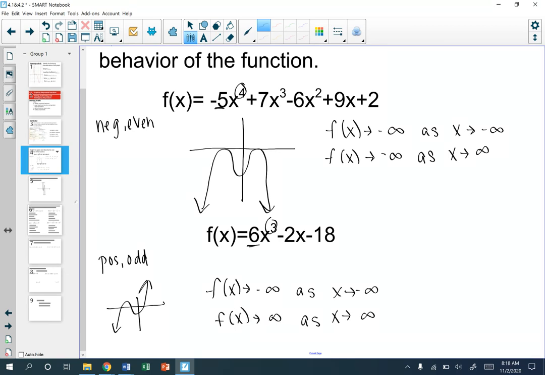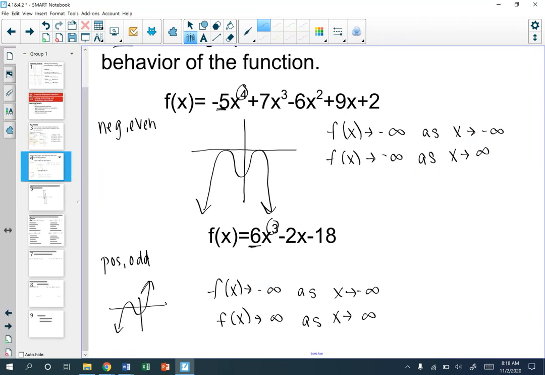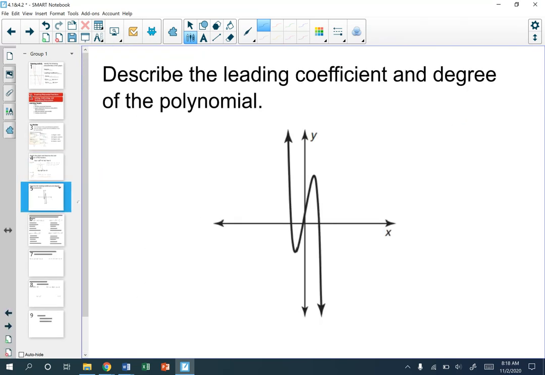All right, that should be a review from our exploration from yesterday. Now we're going to do that given a graph. So describe the leading coefficient. Is it going to be positive or negative, and the degree of the polynomial? I like to start with the degree. So we see that the ends are going in opposite directions. So we know that the degree is going to be odd.